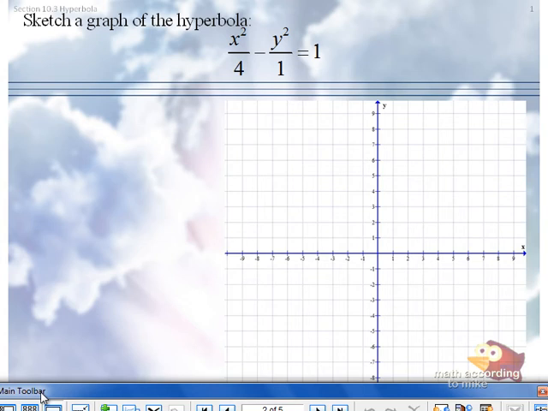X squared over 4 minus y squared over 1 equals 1. You know this is a hyperbola because both variables are being squared. Good. Is it going to be horizontal or vertical? Horizontal, because x squared comes first.